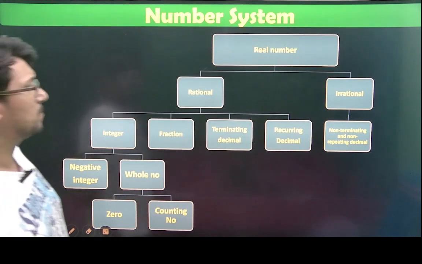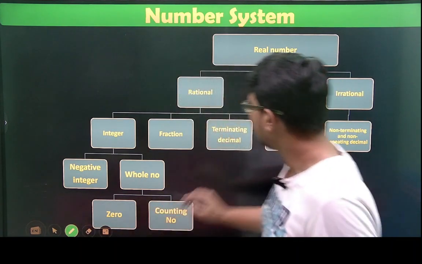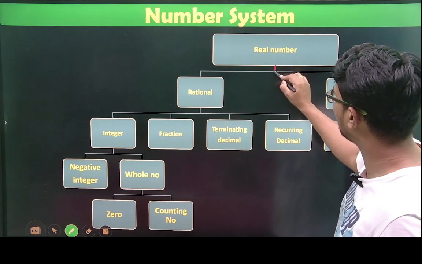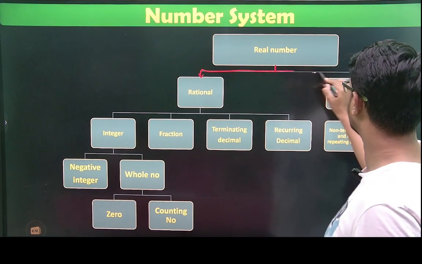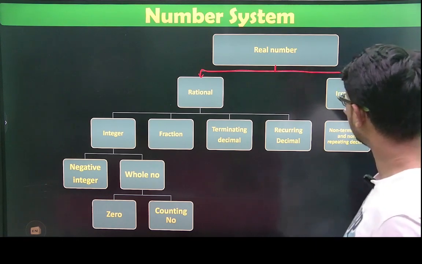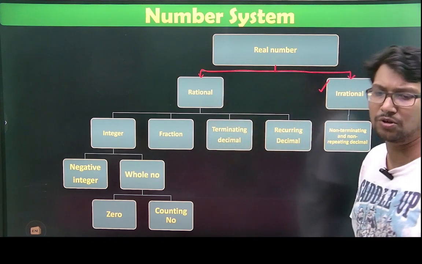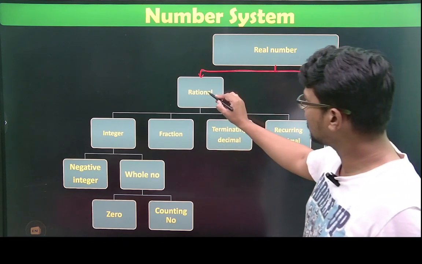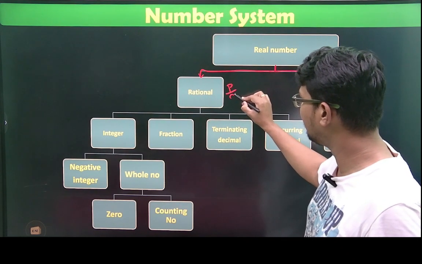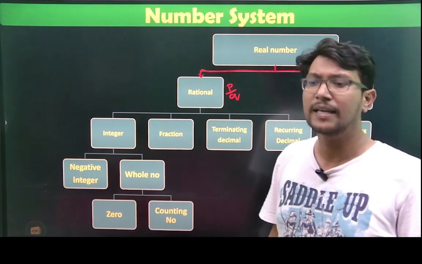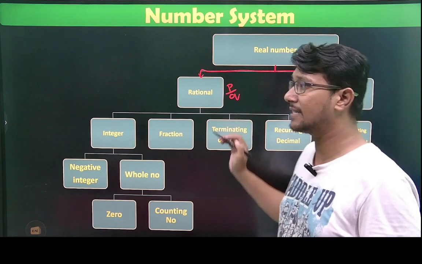Okay. Now check. Real number is divided into two parts. One is rational number and the other one is irrational. This irrational part we will discuss later on. But now come to rational. You know about rational. Which number can be expressed in which form? P by Q form. Which number can be expressed in P by Q form? That is known as rational number.